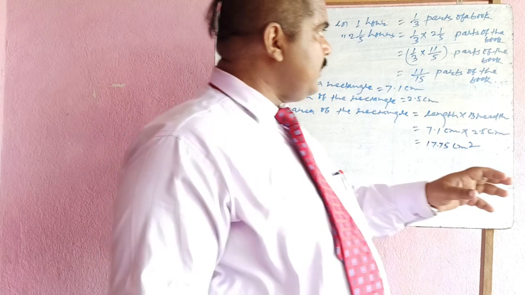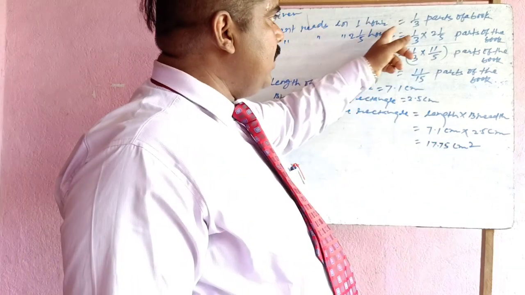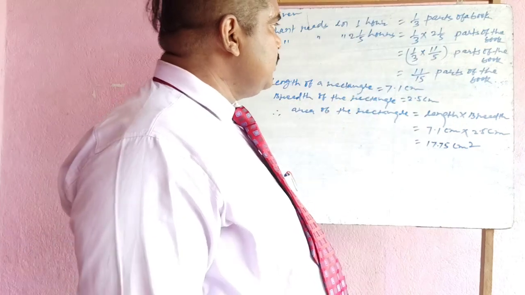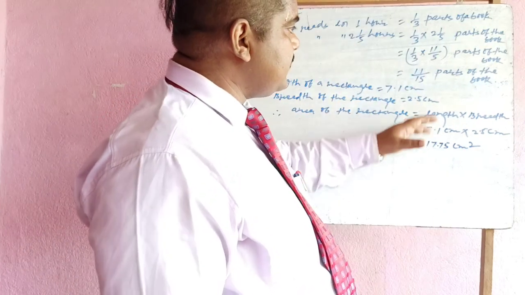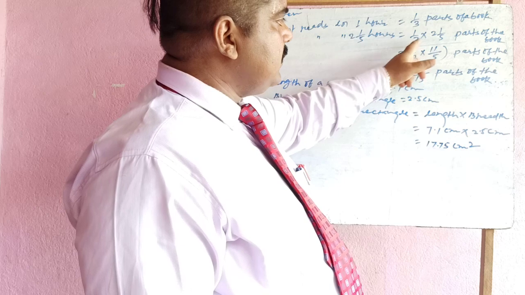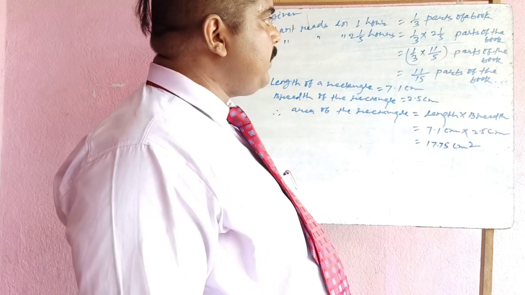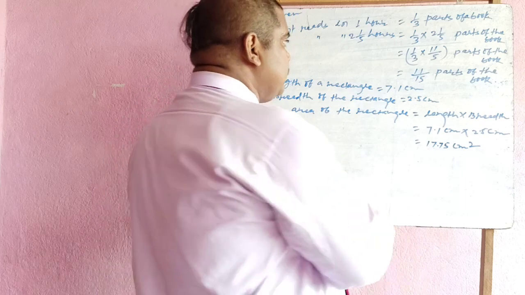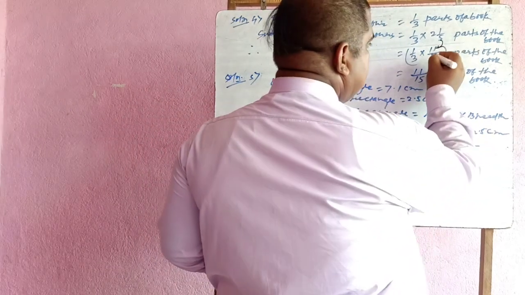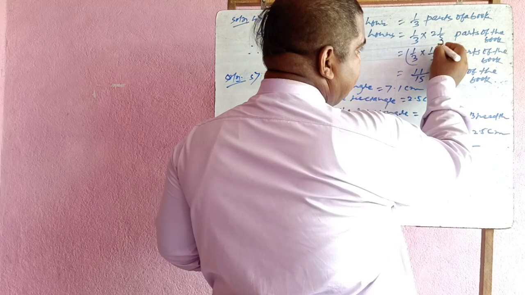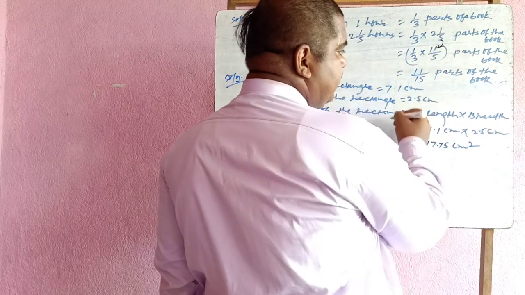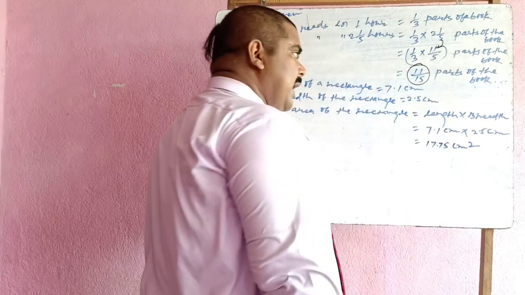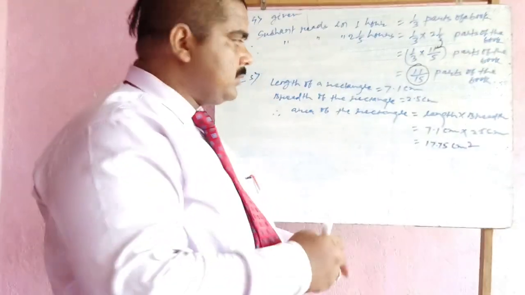In a similar way, it is given that in 1 hour you read 1/3 part of a book, and in 2 whole 1/5 hours you read 1/3 into 2 whole 1/5 parts of the book. You convert into an improper fraction, like 5 times 2 plus 1, 11/5, and when you multiply, the final result is 11/15 parts of the book.